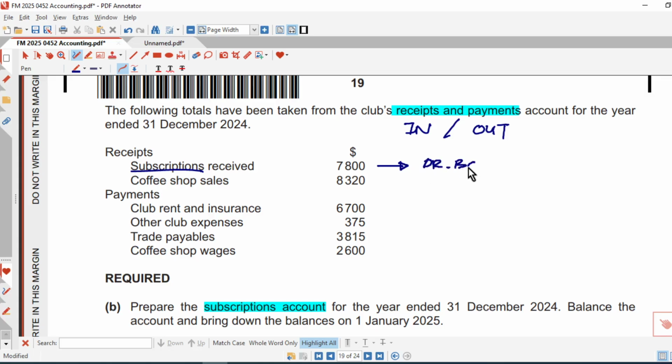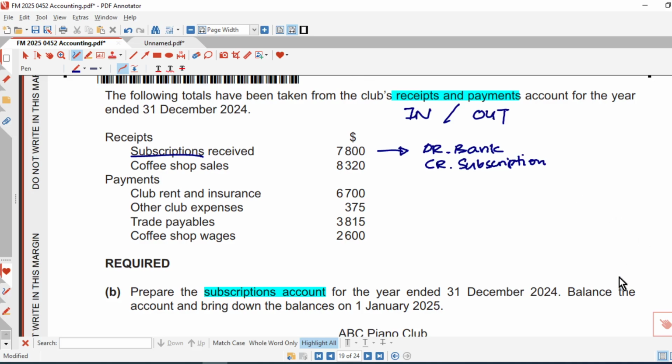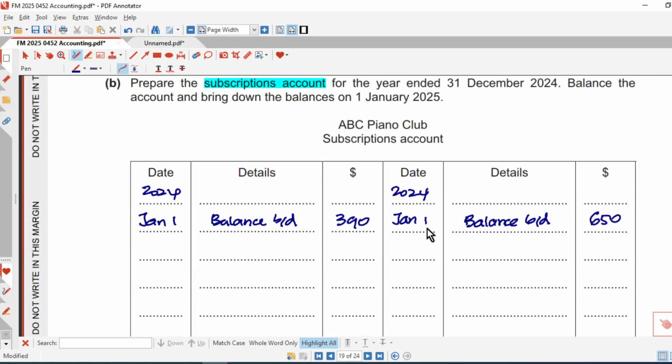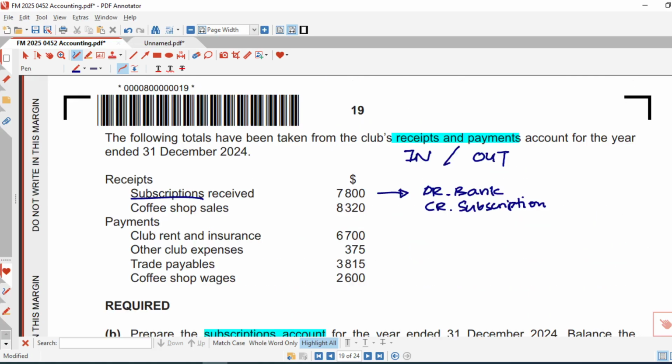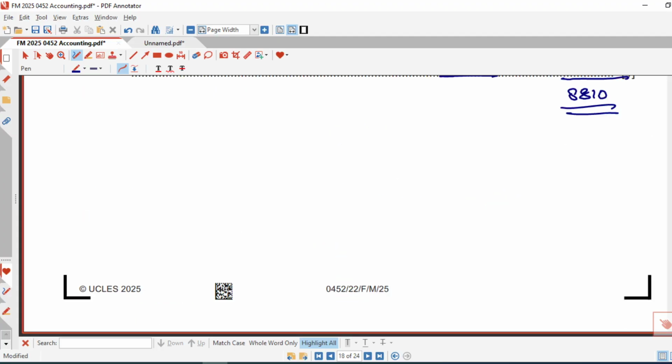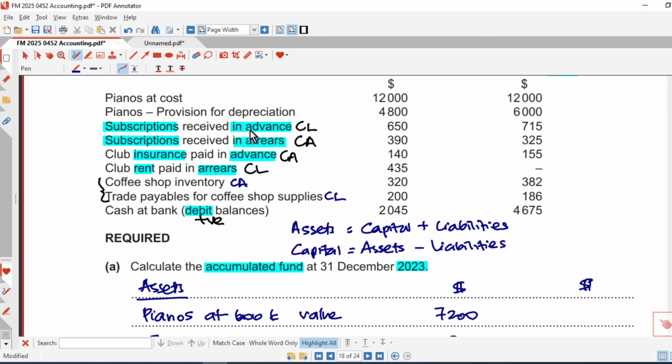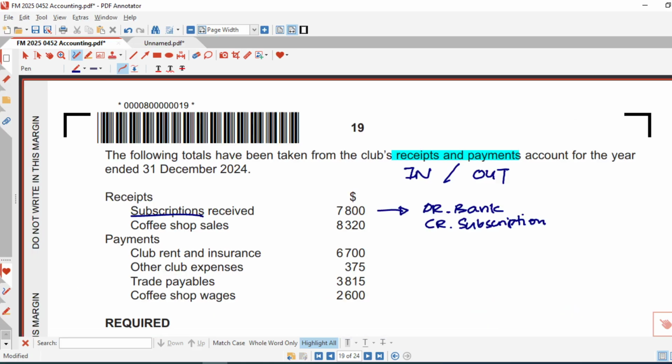So double entry, debit my bank, asset increases, credit subscription to recognize income. So I'm going to credit subscriptions account, 7,008. And this is bank, right? Payments coming in. So I believe that's all the information I have, so I'm going to park in the closing balances. In advance 715, in arrears 325.